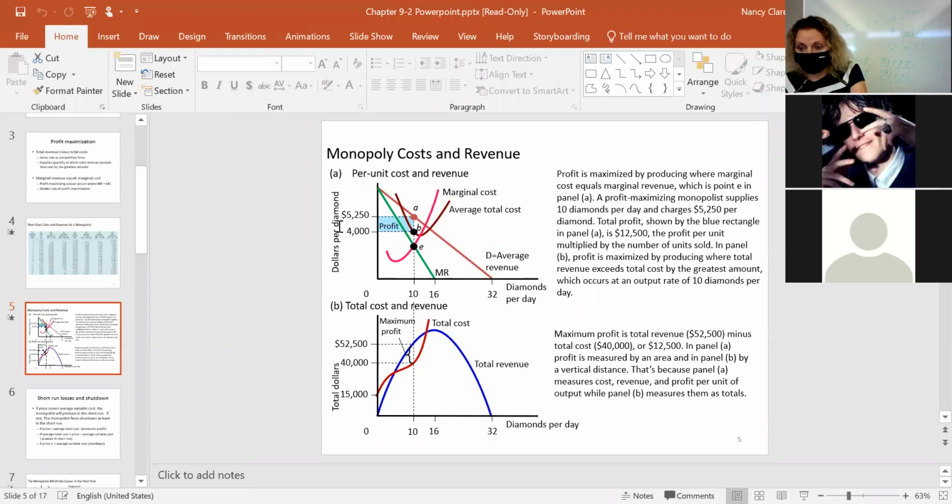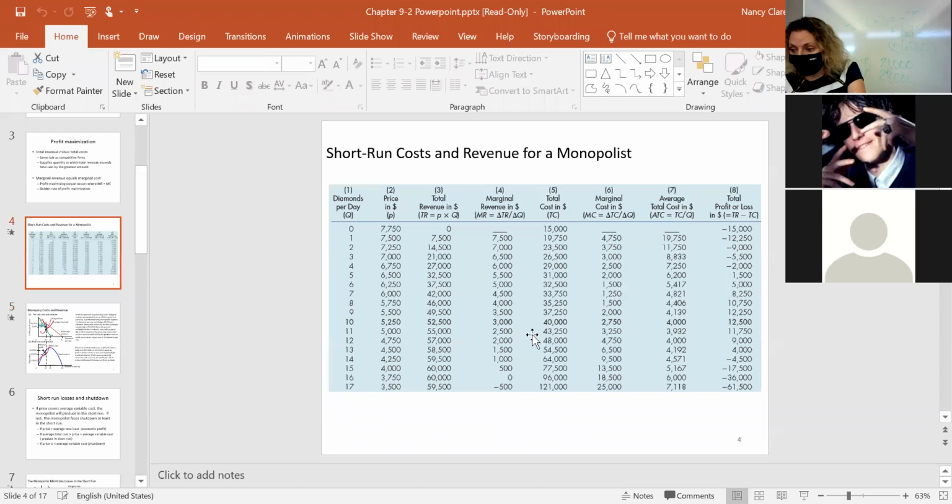The difference is my profit. My profit per unit is $12.50 per unit. The difference between the price and my average total cost is going to be $12.50. $12.50 per unit is my profit. How many units am I making? 10. $12.50 times 10 gives me $12,500. That number should sound familiar to you, right? It's the number we already found as being our total profit, okay?